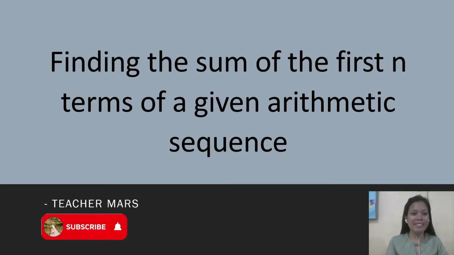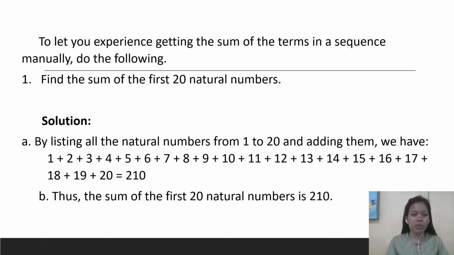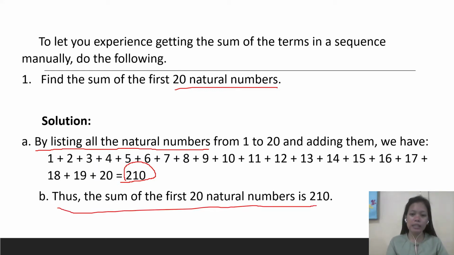This is Teacher Mars, and in today's video we will discuss finding the sum of the first n terms of a given arithmetic sequence. To let you experience getting the sum of the terms in a sequence manually, do the following. Example: find the sum of the first 20 natural numbers. By listing all the natural numbers from 1 to 20 and adding them, we get the sum of 210. Thus, the sum of the first 20 natural numbers is 210.